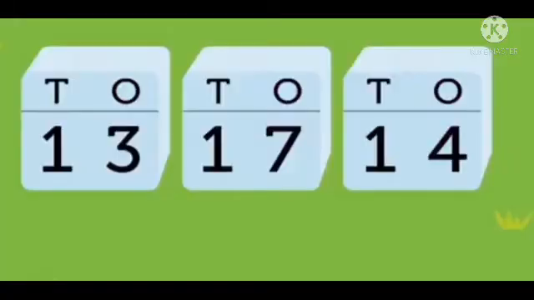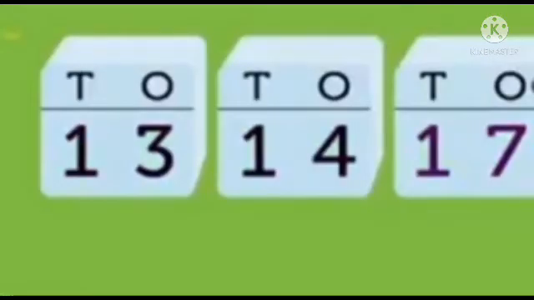In the next example we have 13, 17, 14. So children, which is the smallest number in the given numbers? 13 is the smallest number, and which is the greatest number? 17 is the greatest number. Right, 17 is the greatest number. In ascending order we should start with the smallest number. So 13 will come first, next will be 14, then comes 17.